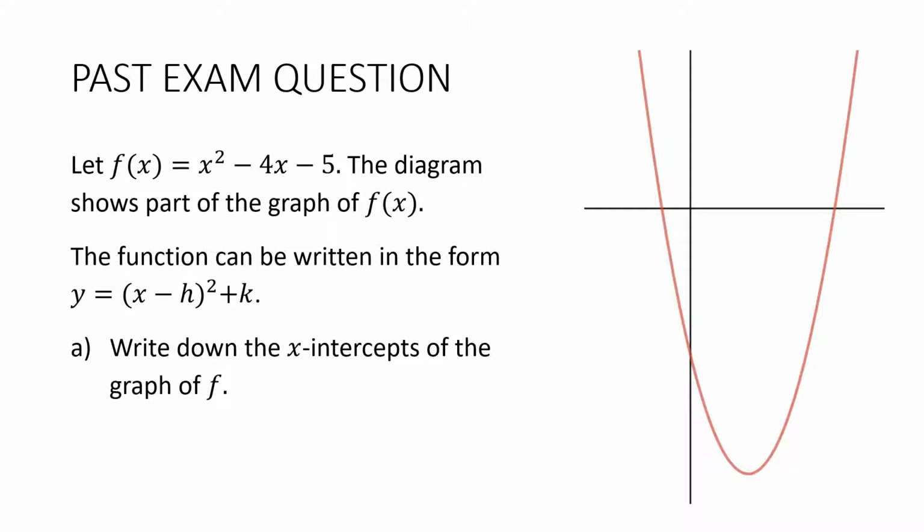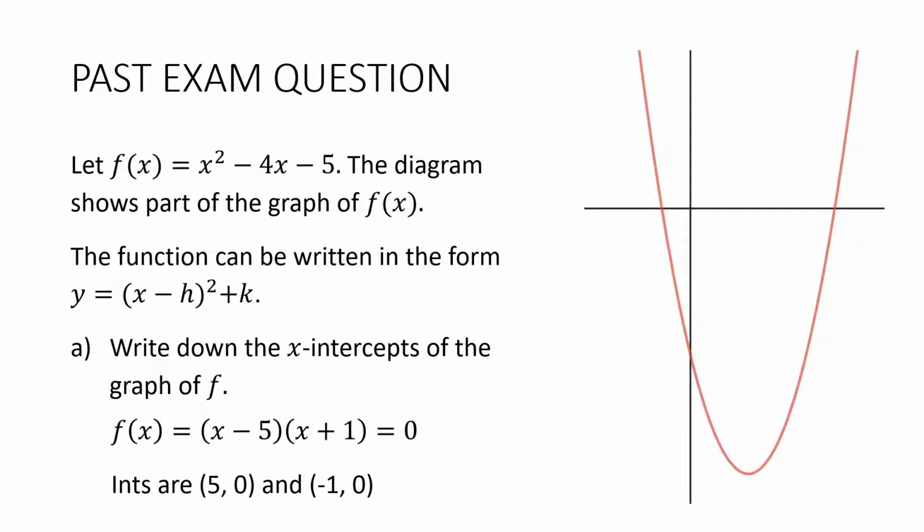Part A, write down the x-intercepts of the graph of f. X-intercepts occur when y equals 0. So I want to solve 0 equals x squared minus 4x minus 5. I factorised that and put it equal to 0. Using the null factor law, our x-intercepts are at 5 and -1, but we should write them in point form like this. So they're (5, 0) and (-1, 0). And let's just put those on the graph.